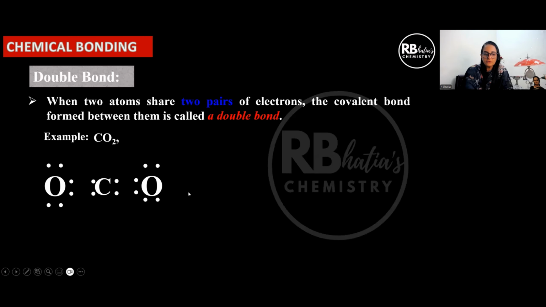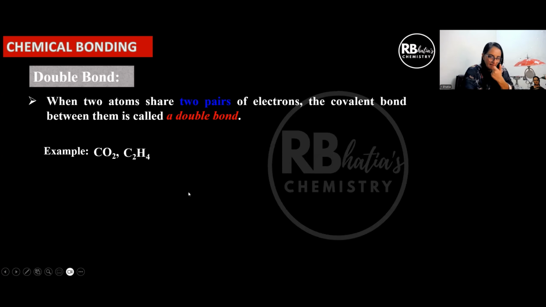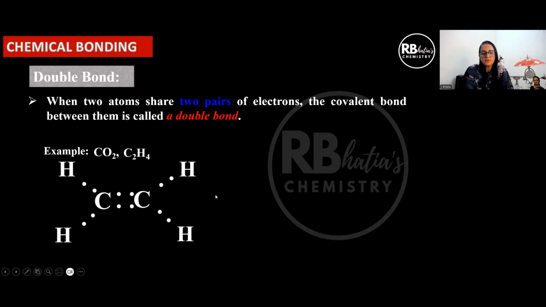So this is the structure of carbon dioxide. You should now try making the Lewis-Strauss structures and then deciding the formal charges and then talking about bond multiplicity. Just practice doing all this.